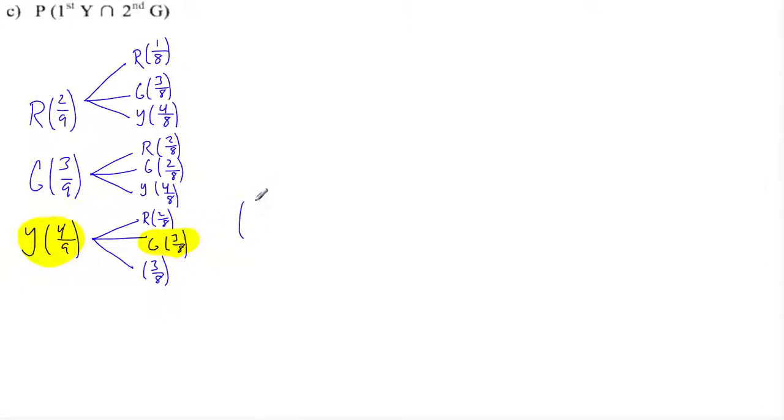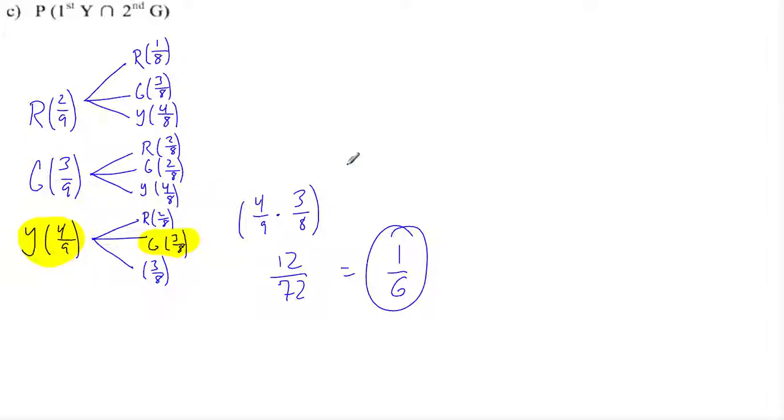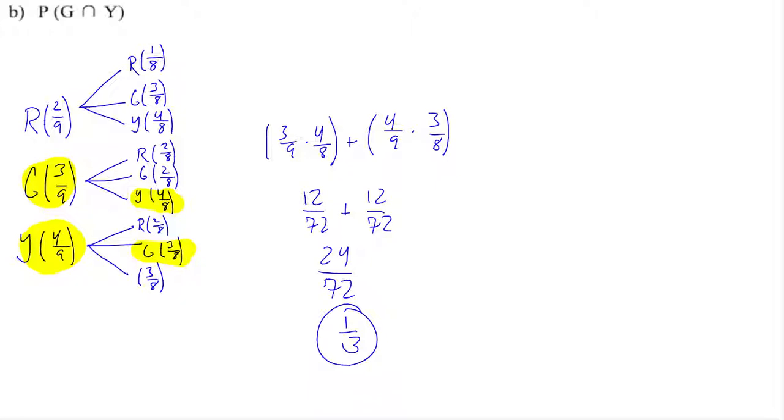So I just have to multiply these two probabilities. So I get 4/9 times 3/8, which is 12/72. I can reduce that to 1/6. So the probability that I get a yellow first and a green second is 1/6, whereas the probability I get a green and a yellow in any particular order is double that.